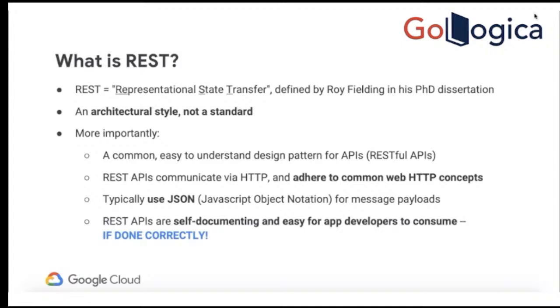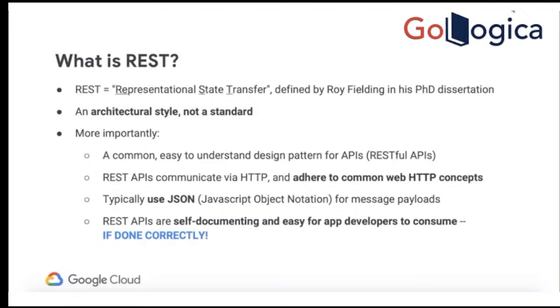REST APIs communicate via standard HTTP protocol, and they adhere to standard HTTP concepts. In REST we use plain HTTP, nothing else, just standard HTTP to define the URL, method, security, payload, everything, and use the standard HTTP protocol to communicate data.